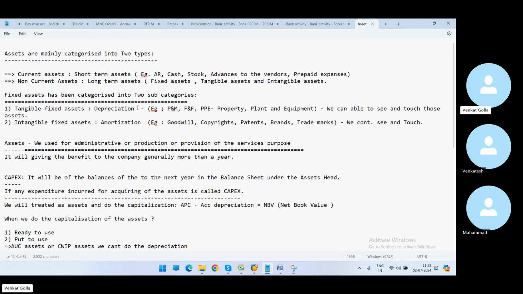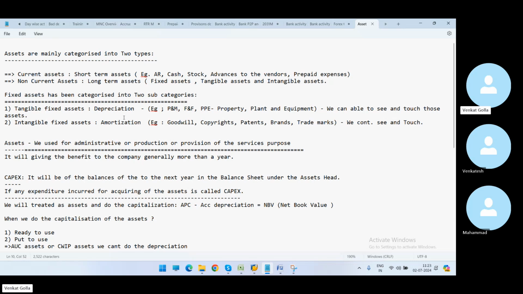Those are all methods which we can see in the books of account, but when it comes to the practical point of view, tax purpose and accounting point of view, the most popular are SLM, the straight line method, and the double declining or written down value method. Those two methods are popular. From a company's point of view, mostly companies use the SLM method only. I have seen so many companies.